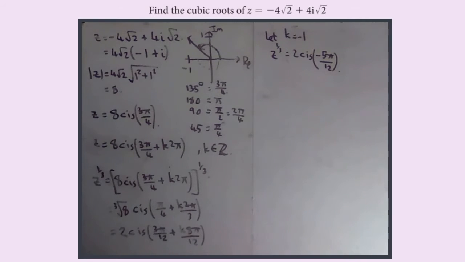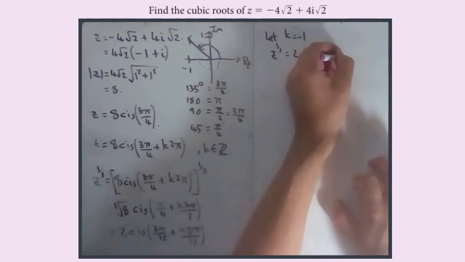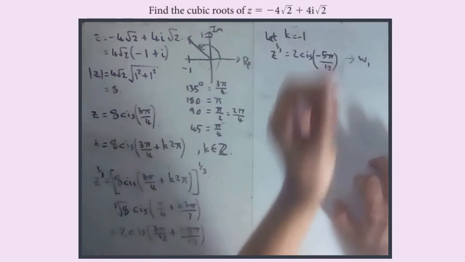You know, pi is 180, pi by 3 is 60. If you divide it by 2 again, pi by 6 would be 30. Pi by 12 would be 15. So you can do it, because you could use a compound angle, because you know about 45 and 30, so you could get to 15 that way. But for this particular question, I'm just going to leave it in this form: 2 cis minus 5 pi by 12, and I'm going to draw it on a diagram. So we're going to call this the first root, so I'm going to call this W1 as in the first root.